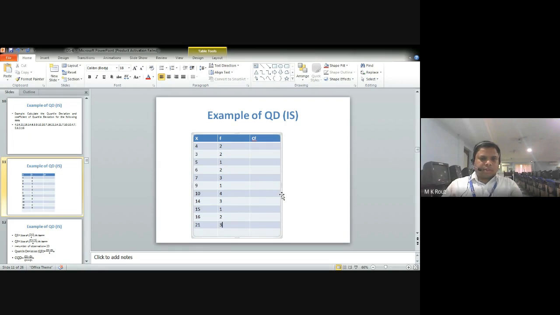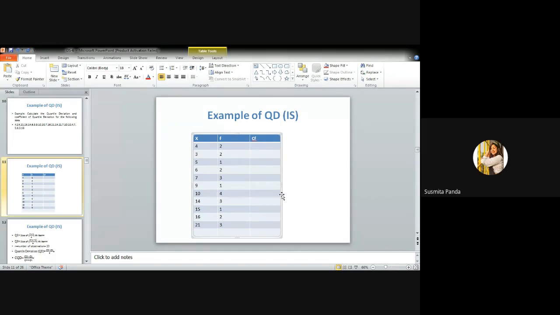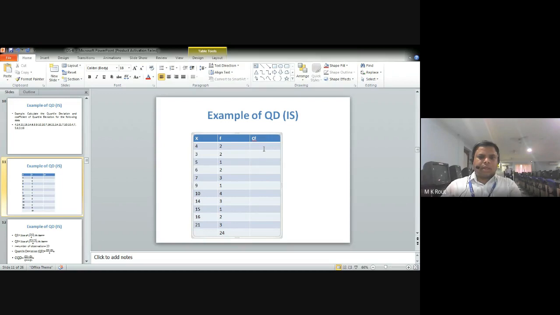Calculate the sum of frequencies and calculate the cumulative frequencies. So n equals 24. Then calculate the sum of frequencies: 2 plus 2, that is 4. 4 plus 1, that is 5. 5 plus 2, that is 7. 7 plus 3, that equals 10. 10 plus 1, 11. 11 plus 4, that equals 15. 15 plus 3, that equals 18. The next one is 19. Next one is 21. The last one is 24.